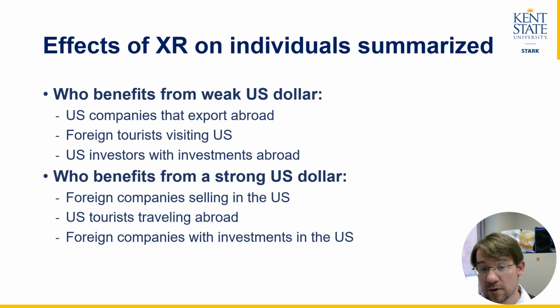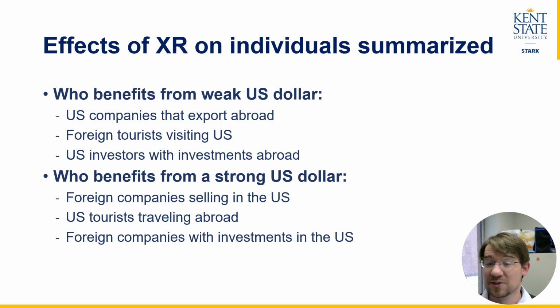Now, these groups all benefit from the weak US dollar. However, others will benefit from a strong US dollar, right? So foreign companies that are selling in the US would benefit from a strong US dollar. After all, if the dollar is strong, that makes it very easy for us to buy foreign currency and therefore foreign goods. Similarly with US tourists traveling abroad. Right, so if things had been different when I visited the UK, if the US dollar had been strong, I could have bought all those pounds cheap and therefore bought all the stuff that I bought on vacation cheap.